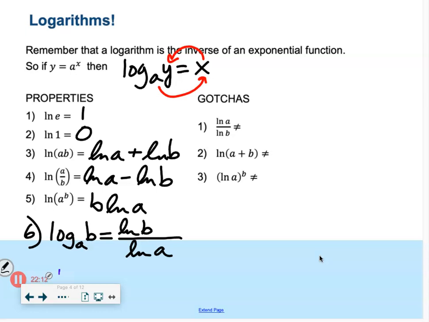So if you had to do a log base 7, what did you have to do? You had to convert it to either base E or base 10. So this was how you convert it. It's your change of base formula. So log base A of B is natural log B over natural log A. Just so you know, you can actually convert it to any base. This is actually the same.